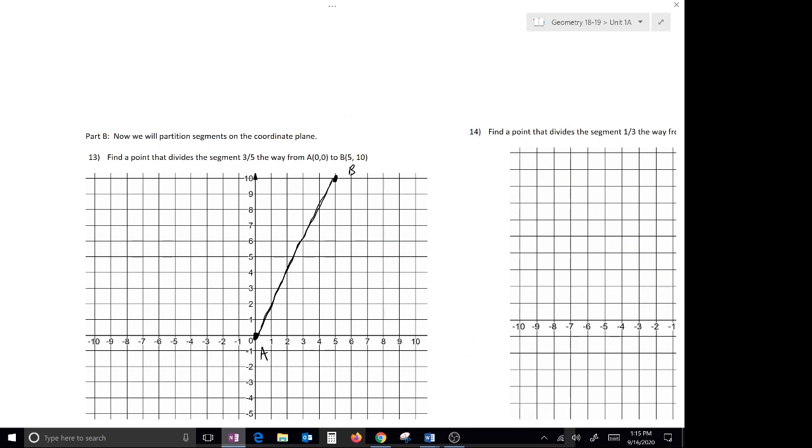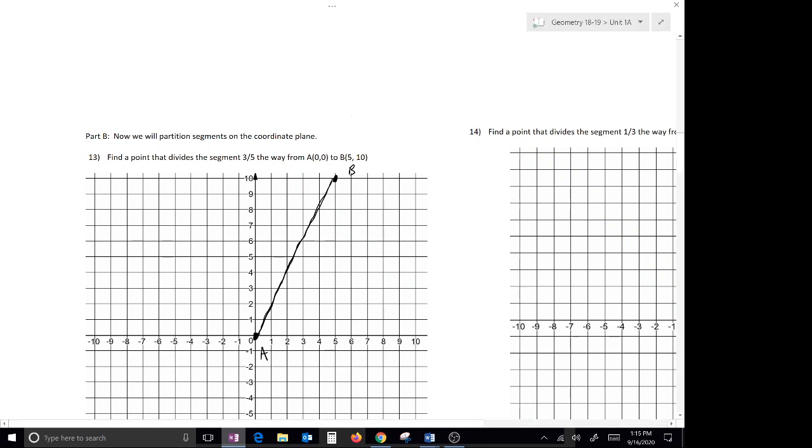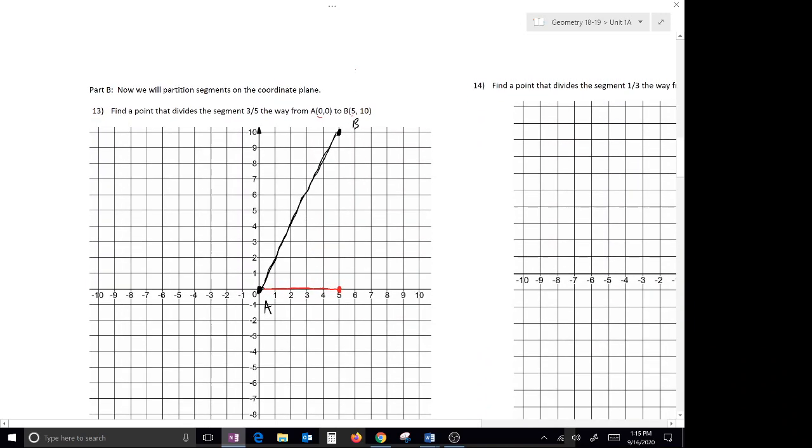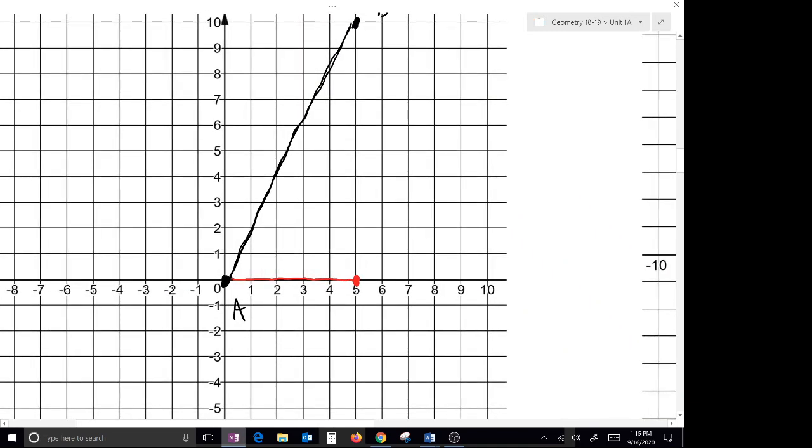Well, the trick that I'm going to use is I want to actually break this into the horizontal and vertical components. So let's take our horizontal components first. So our horizontal components, our x is going from 0 to 5. So if I put a point here on the x-axis, here's our horizontal component. Okay. Now what we're going to do is we are actually going to do what we just did. We're going to find a point 3/5 of the way on this segment.